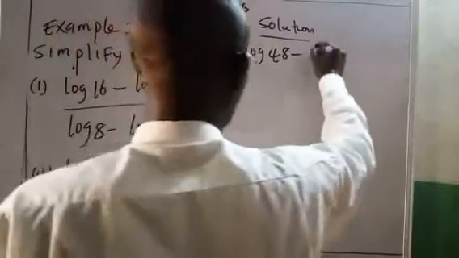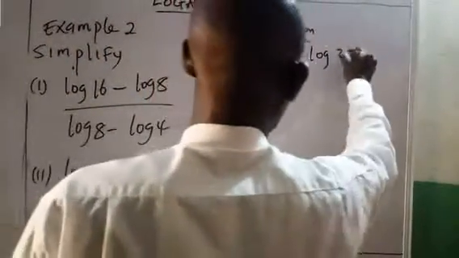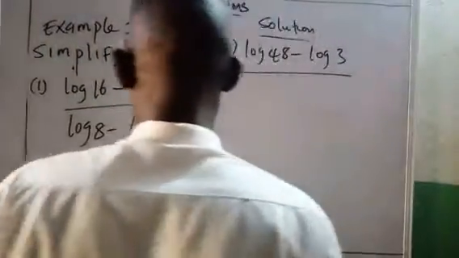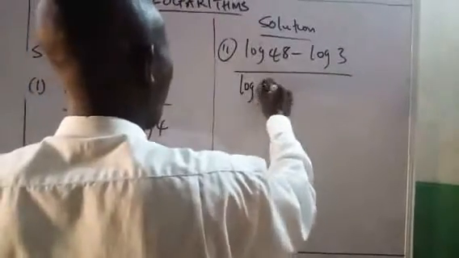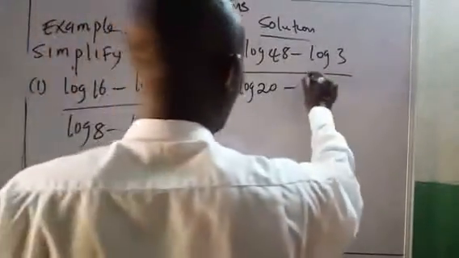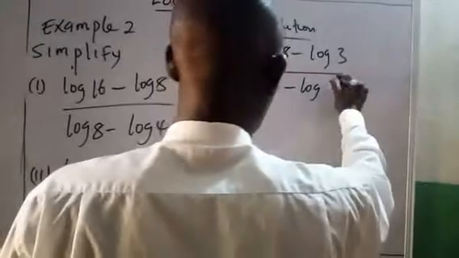Log 48 minus log 3, all over log 20 minus log 5.